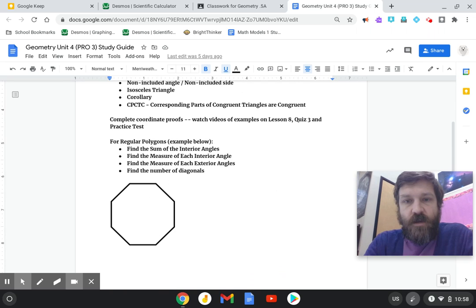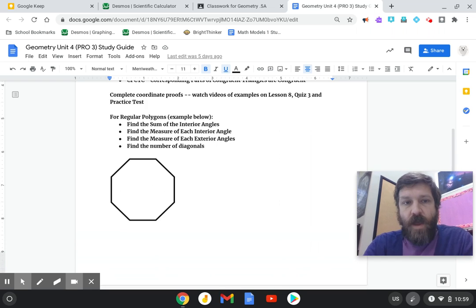Also, watch the videos over coordinate proof. The coordinate proofs are going to be one of the components of the test as well. Very straightforward, though. You're not going to be doing any of the logical part yourself. You're just going to be basically connecting the dots and putting the actual lengths of the different parts of a coordinate proof and answering for that. So pretty easy, but just make sure you're familiar with the videos for those.